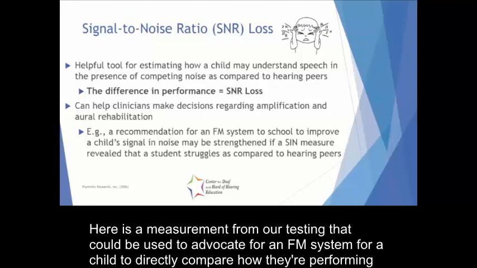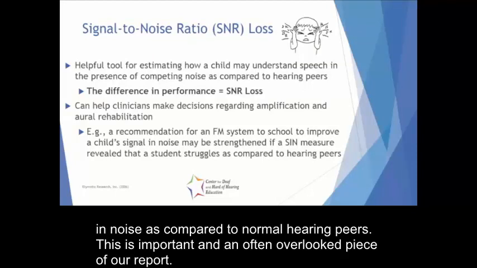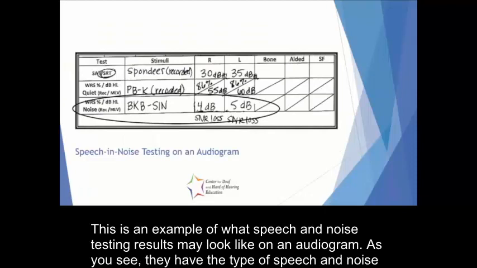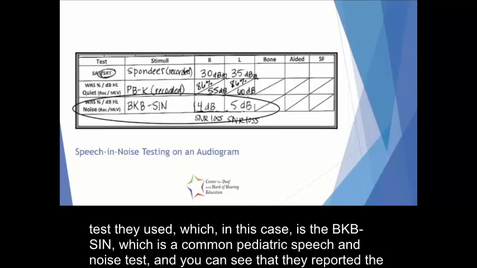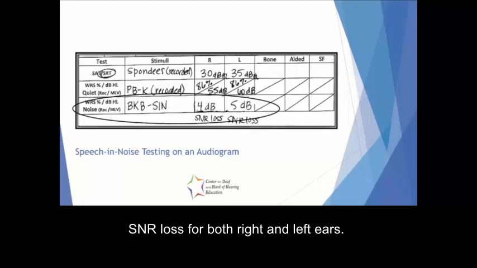Here is a measurement from our testing that can be used to advocate for an FM system for a child to directly compare how they're performing in noise as compared to normal hearing peers. This is important and an often overlooked piece of our report. This is an example of what speech and noise testing results may look like on an audiogram. As you see, they have the type of speech and noise test they used, which in this case is the BKB-SIN, which is a common pediatric speech and noise test. And you can see that they reported the SNR loss for both right and left ears.